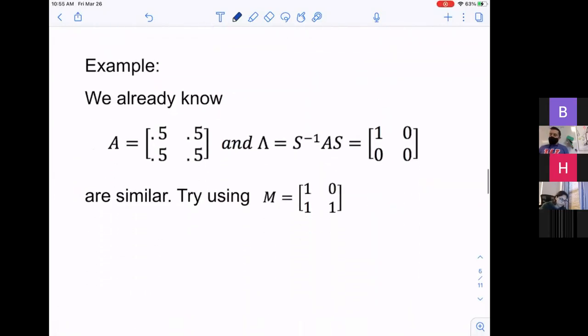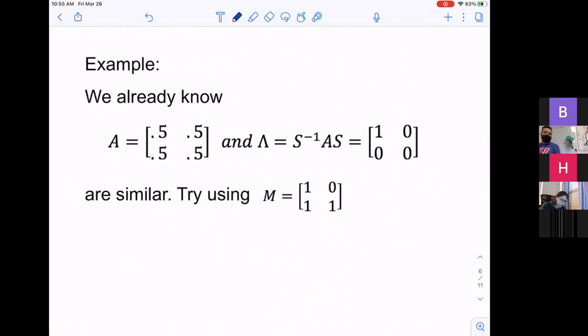All right, so another example, we already know that if A is like 0.5, 0.5, 0.5, 0.5, we could find that capital lambda by doing S inverse AS. So again, notice this is basically the same as our definition of similar matrices. It's just that we're choosing a specific M that's made of eigenvectors. So with A, that's a Markov matrix, meaning one of our eigenvalues is 1, because for Markov matrices, one of them is always 1.